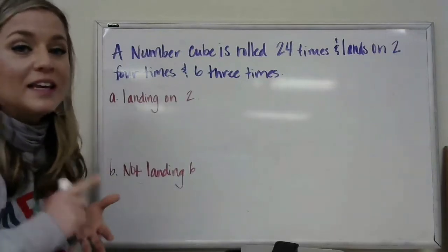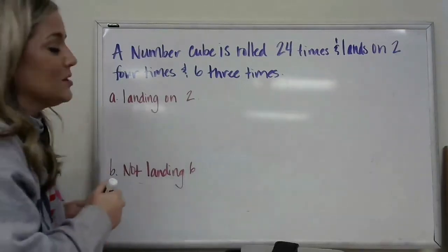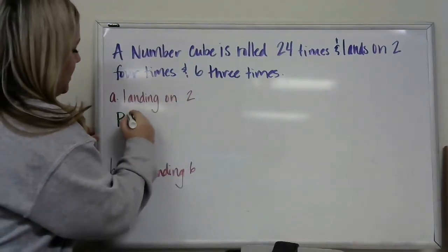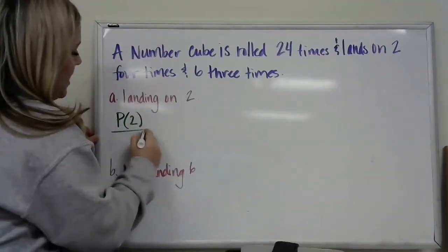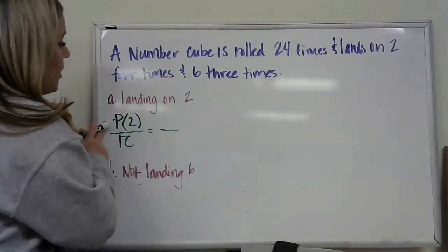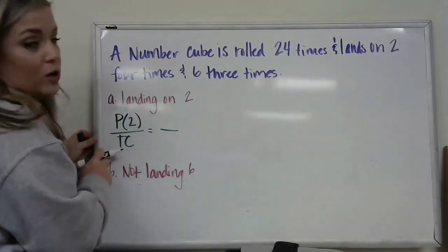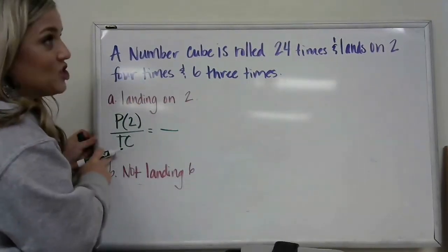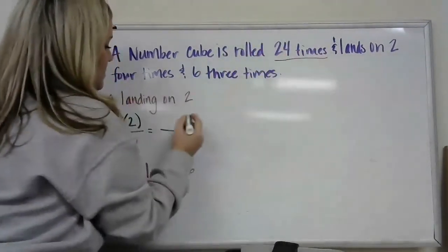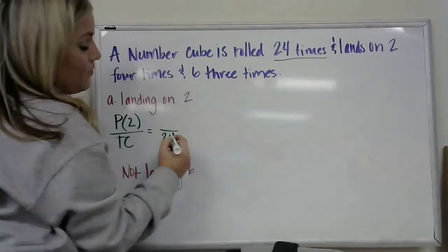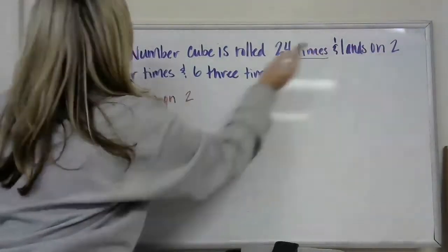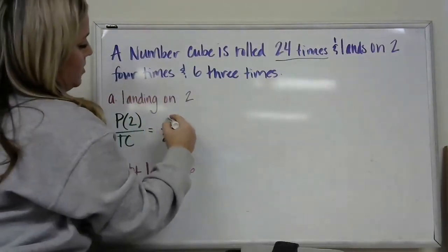So here we go. We need to have our labels. I'm going to start with the probability of 2 out of total chances. First let's start with our total chances. How many times did it have a chance to land on 2? It was rolled 24 times, so our total chances are 24. Okay, how many times did it actually land on 2? It says it lands on 2 four times.